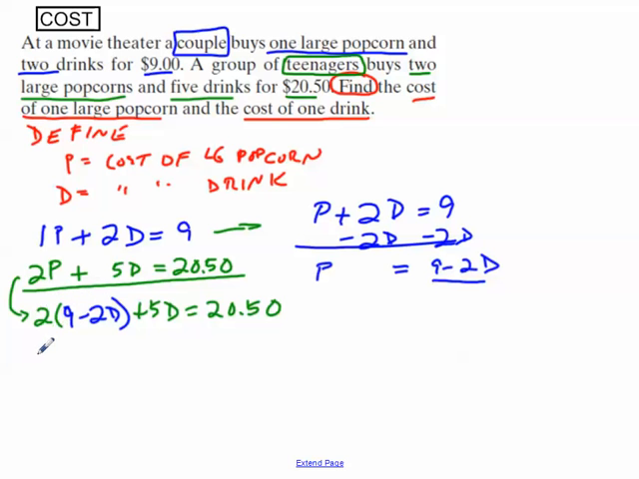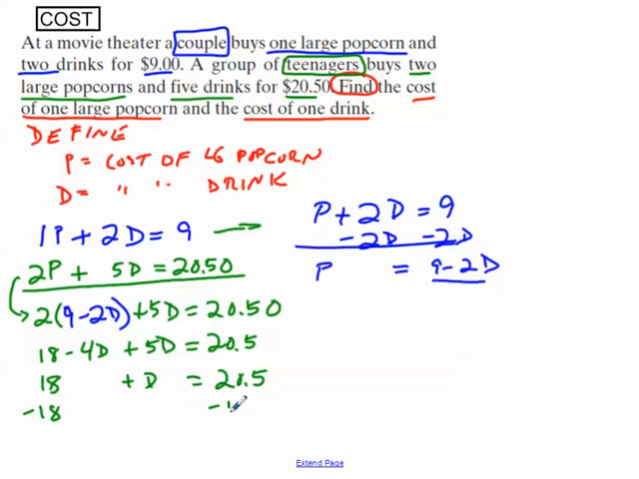I distribute the 2 to everything in here. 18 minus 4D plus 5D equals 20.5. Combine like terms. I've got 18 plus D equals 20.5, and I subtract 18 from each side, and I get D equals 20.5 minus 18, which is 2.5, or 2.50. The cost of a drink is $2.50. Standard cost for a drink.